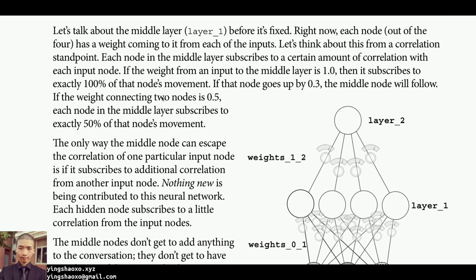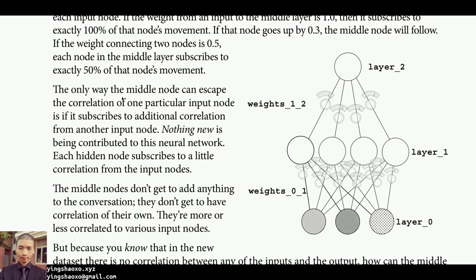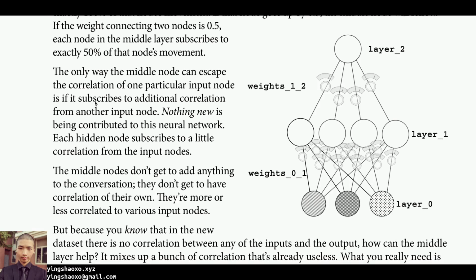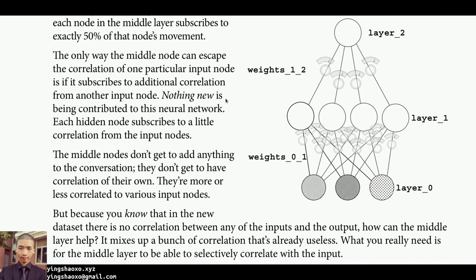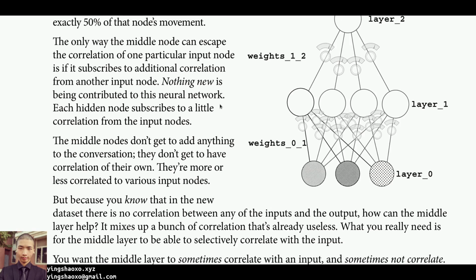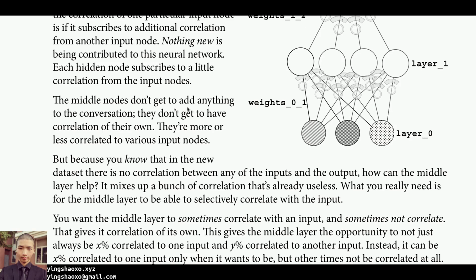If the weight connection to nodes is 0.5, each node in the middle layer subscribes to exactly 50% of the node's movement. The only way the middle node can accept more of the correlation of one particular input node is if it subscribes to less correlation from another input node. Nothing new is being contributed to this neural network. Each hidden node subscribes to a lead correlation from the input nodes. The middle nodes don't get to add anything to the conversation.